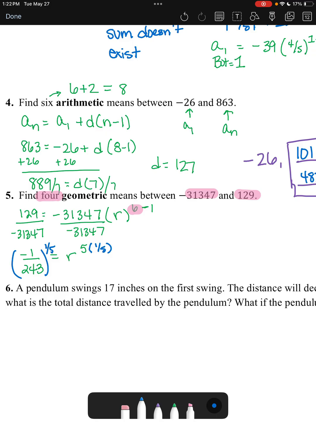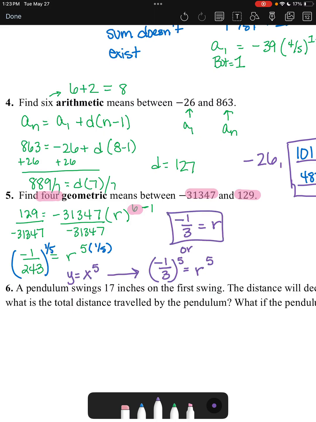Or in my calculator, I could go to y equals, put in x to the 5th, and find out where 243 is. It should be 3, but I'm going to double check here, which it is. So either you'll get the answer of negative 1 over 3 equals r, or you'll see negative 1 over 3 with parentheses to the 5 equals r to the 5, because that's what you plug in your calculator. This is this work. The blue work gets me the answer, which you still come up to be this answer for your ratio.